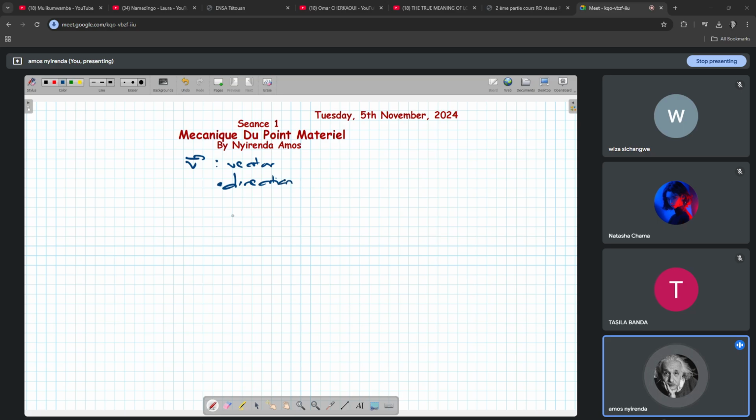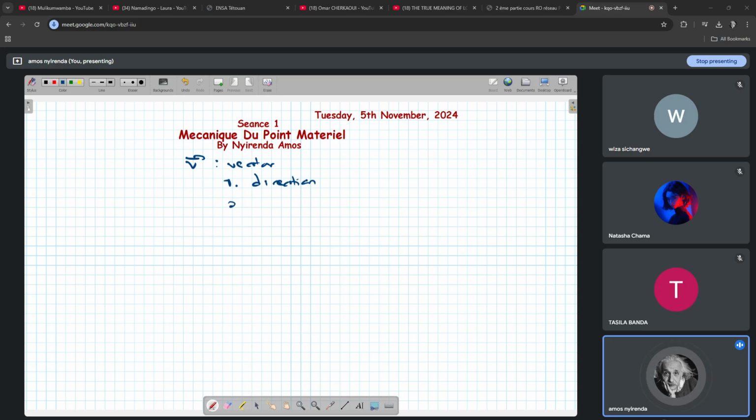So I'm just following the notes that you sent me, the polycopy, and of course other documents that I found online to supplement whatever we have. So a vector is going to have direction. Now, let me make sure that I write that properly.